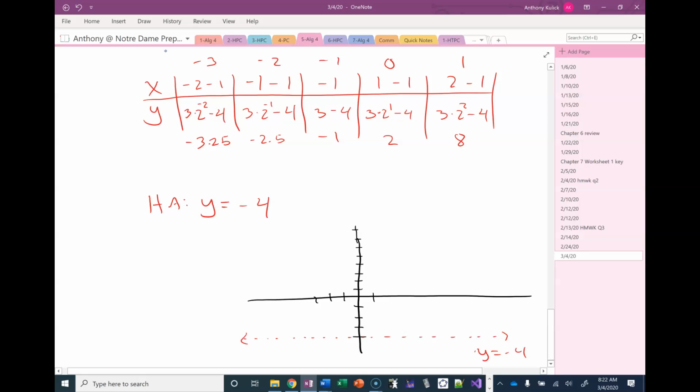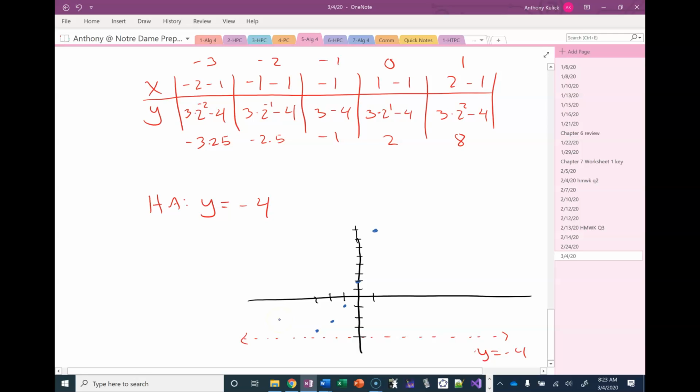And now I'm going to plot my points. So I have 3 and -3.25. I have -2 and -2.5. -1, -1. 0, 2, and then 2, 8. So there I've plotted my points.